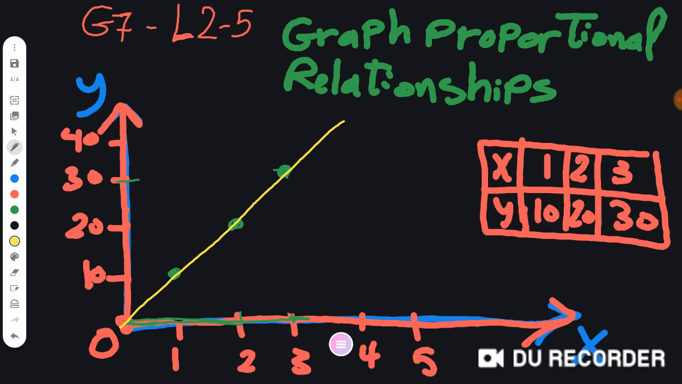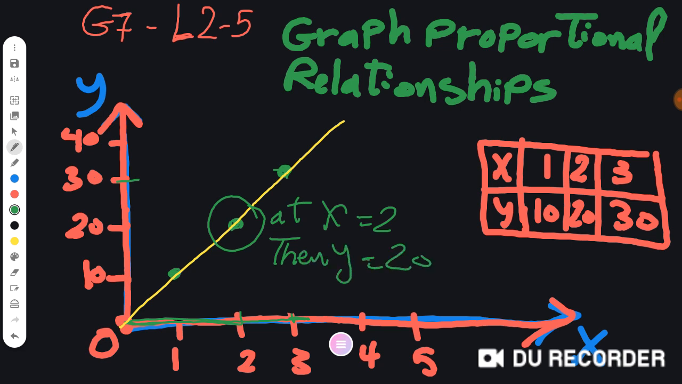So to know whether a graph is proportional or not, the graph must be a straight line, and this straight line must pass through the 0 point. What is the meaning of the point 2 and 20? I can say at x equals 2, y equals 20. So the meaning of the located point is at x equals 2, y equals 20. That is the meaning from the graph.